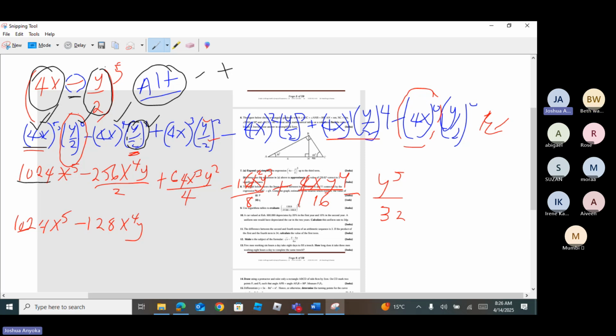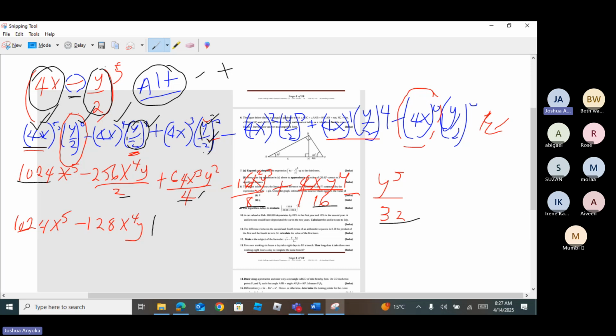This 4 is coming from y over 2 raised to power 2. So we square the y on the numerator and we square the 2 on the denominator. That gives us what? 4. Now, are we in agreement? Yes. So that's why we have these 2, 4, 8, 16, 32. That is coming from raising y over 2 to a certain power.